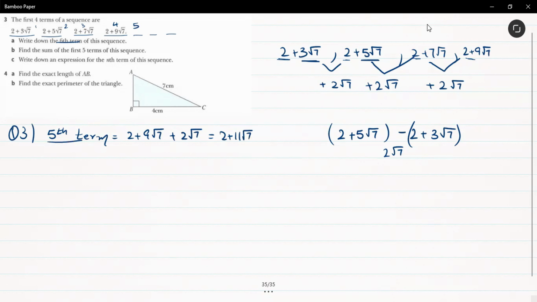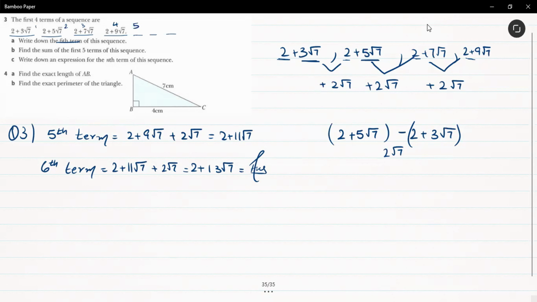But this is not required right now. What we require right now is the sixth term. So what would be the sixth term? Again, we use the fifth term, 2 plus 11 under root 7 plus 2 under root 7. What would it give us? 2 plus 13 under root 7. And that is our answer. 2 plus 13 under root 7 would be our answer for question number 3, part A.